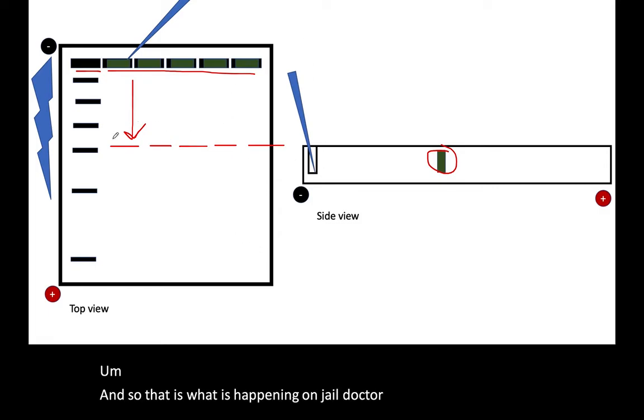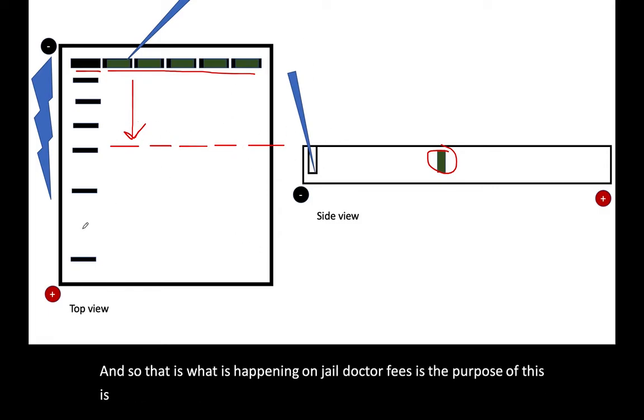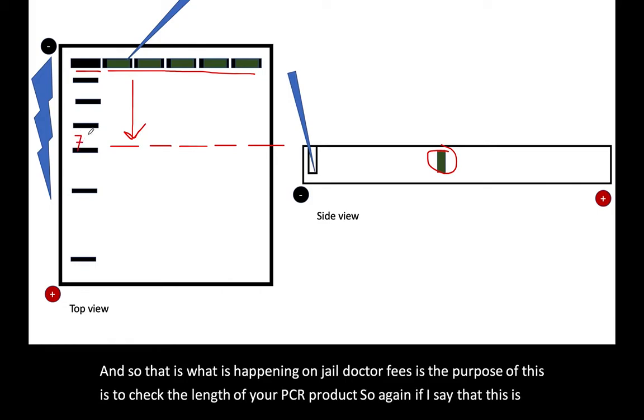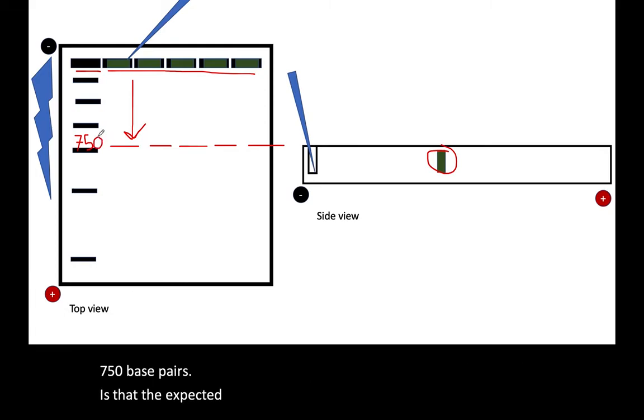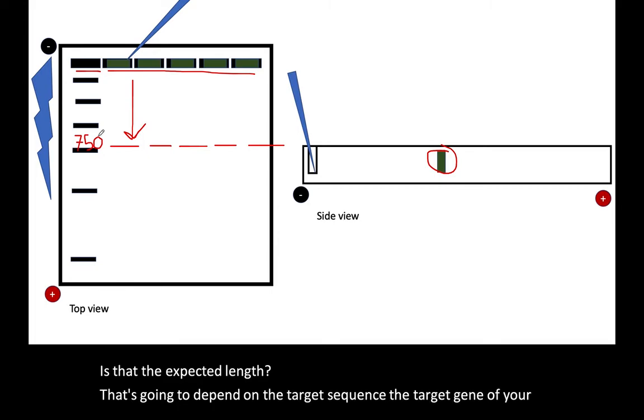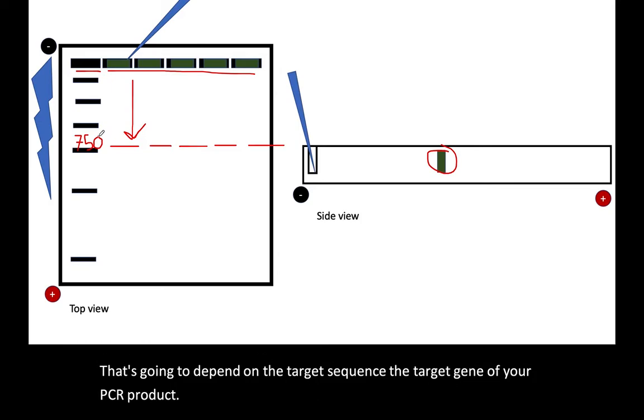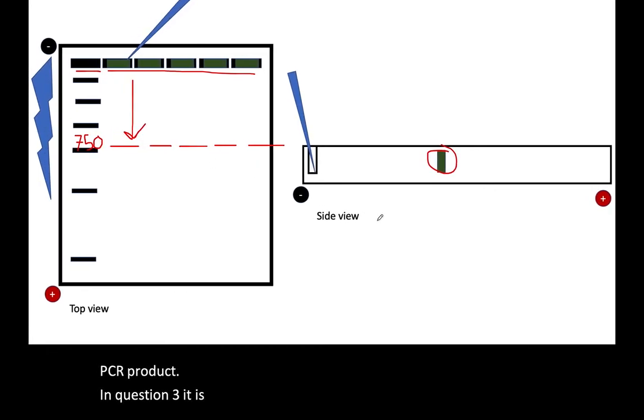The purpose of this is to check the length of your PCR product. So again, if I say that this is 750 base pairs, is that the expected length? That's going to depend on the target sequence, the target gene of your PCR product. In question number 3, it is not, but in other circumstances, PCR usually works out pretty well.